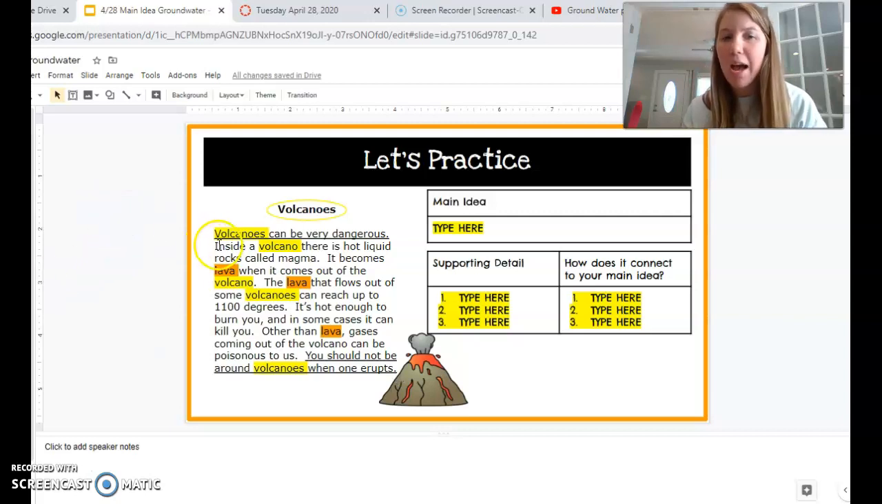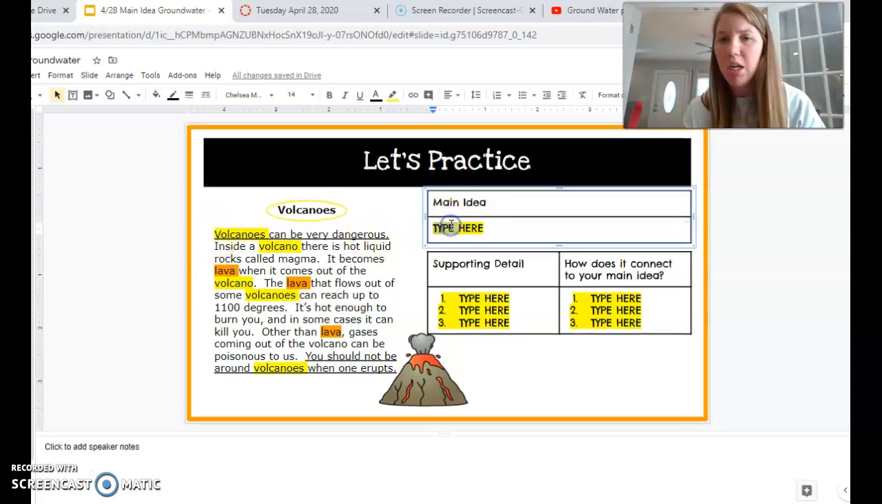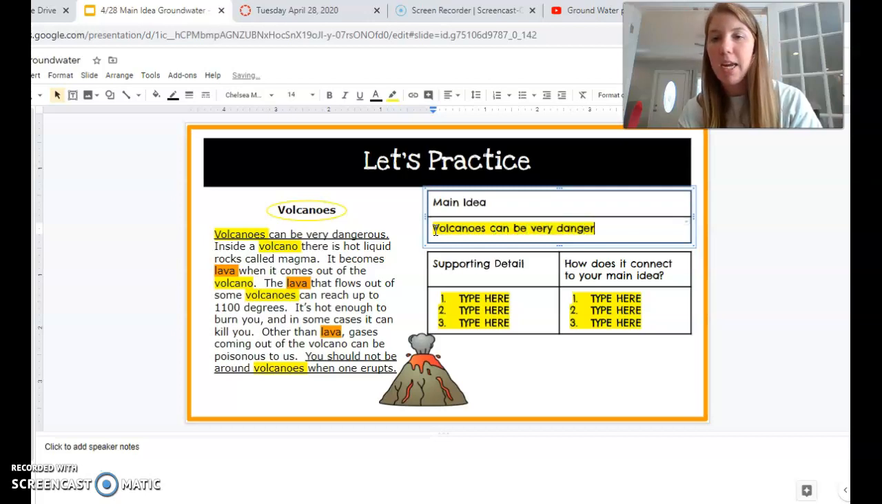So I like this first sentence. Volcanoes can be very dangerous. So I'm gonna type this over here because I think that the author was trying to teach me the things about a volcano that can be dangerous to humans. So I'm gonna type volcanoes can be very dangerous.